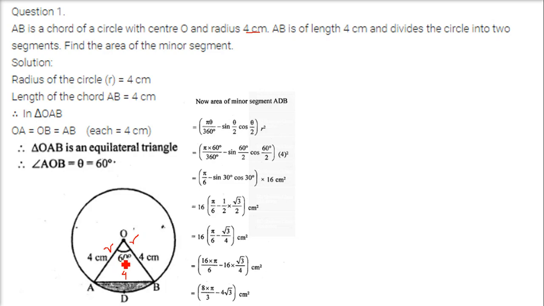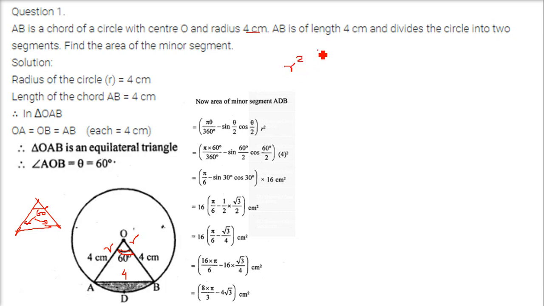When all the sides of a triangle are equal, all the angles are equal, which means this triangle is an equilateral triangle. So what is the angle in an equilateral triangle? Because all the sides are equal, the angles are 60 degrees each. This is 60, this is 60, and this is 60. So theta, the angle which the chord subtends at the center, is 60 degrees.